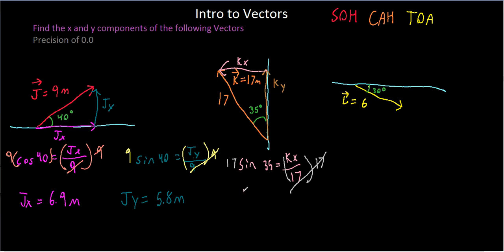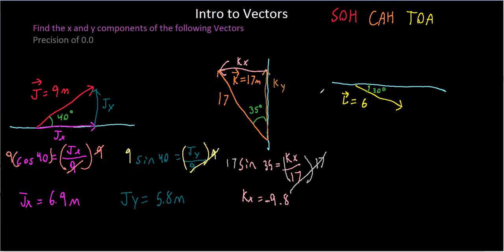We get the right color again. K of x equals 9.8. An important note is that the x component is negative. It's going to the left, so that makes the x negative. And you'll see why that negative is so important in the next video. But from there, we can solve for the y.